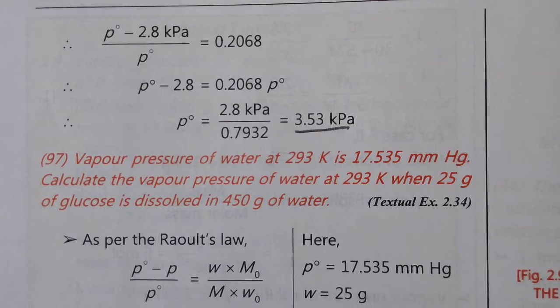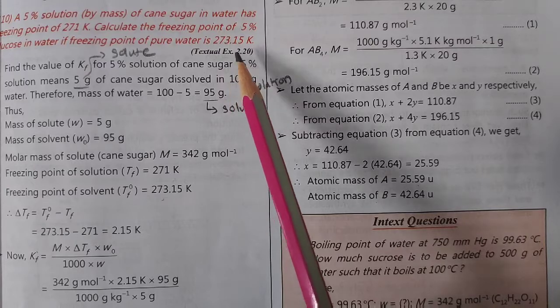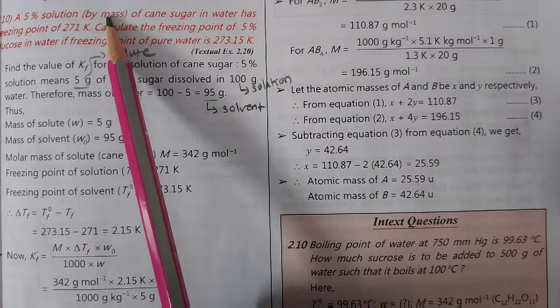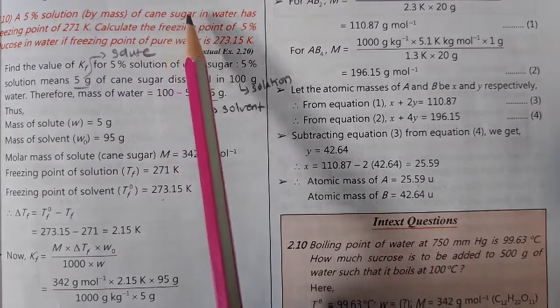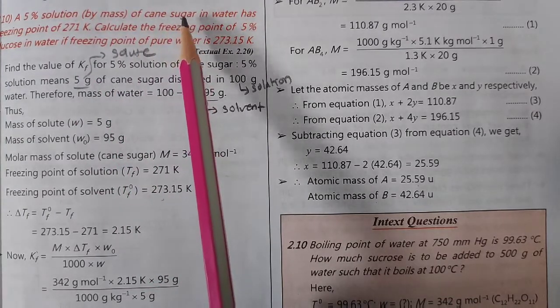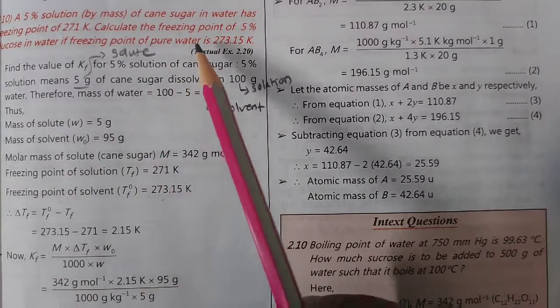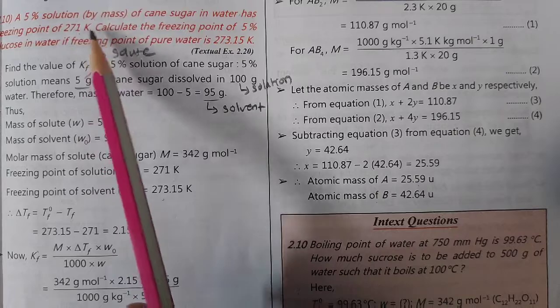Now the next one, this is textual example 2.20. A 5% solution by mass, percentage by mass is given, of cane sugar. Cane sugar means our table sugar that we add, sucrose, with formula C12H22O11, in water has a freezing point of 271 Kelvin.